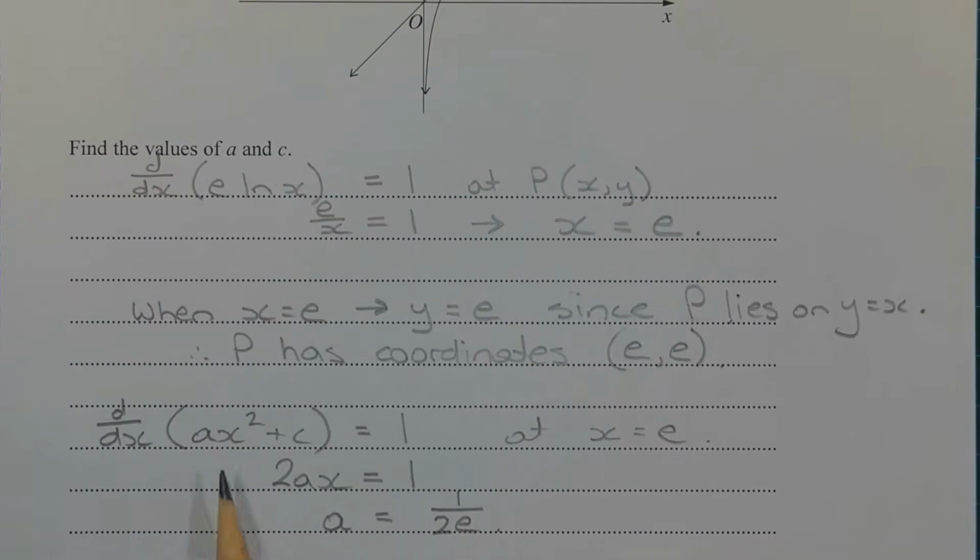Now to differentiate ax squared plus c. At the point P, the value of that derivative is also equal to 1. So in other words, at the point where x equals e. Differentiating ax squared plus c, we get 2 times a times x is equal to 1. Noting that x is equal to e, substituting e for x here, and then solving this equation for a, we get a is equal to 1 over 2e.